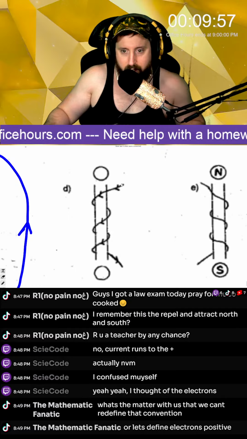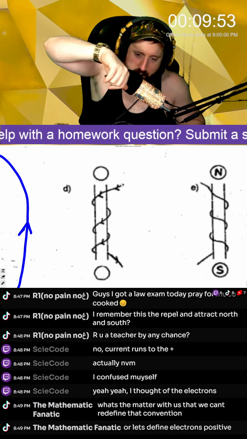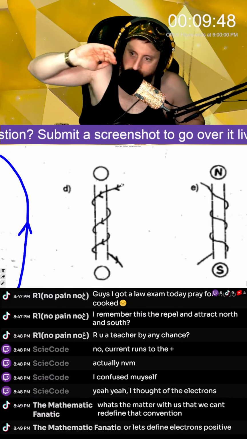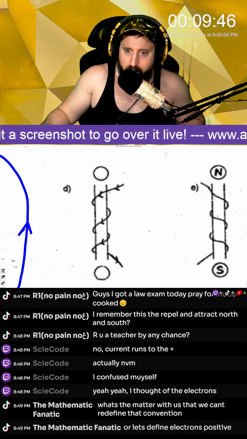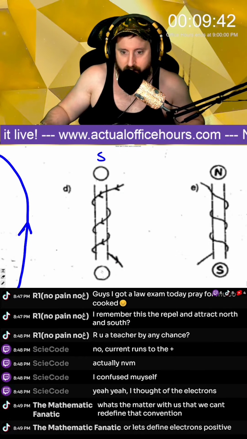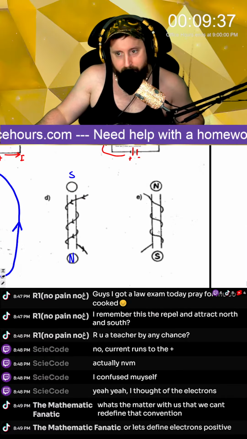Right. Okay, so for this one, this is current going over and under. You have to think about your index fingers wrapping like this. So this means the magnetic field's pointing this way. So this is south, this is north. Good. Yep, you're right. North on the bottom.